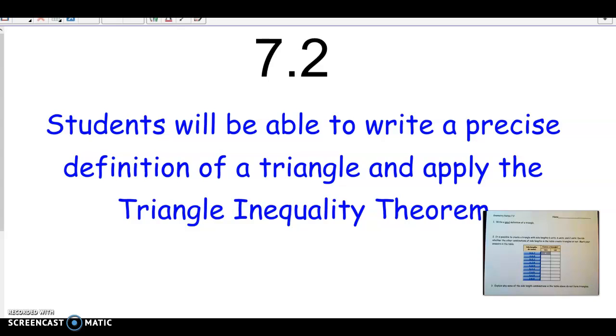This is the second block of topic 7. In this lesson, you're going to be able to write a precise definition of a triangle and then apply what is called the triangle inequality theorem, which we've talked about before, so this really should be mainly a review today.